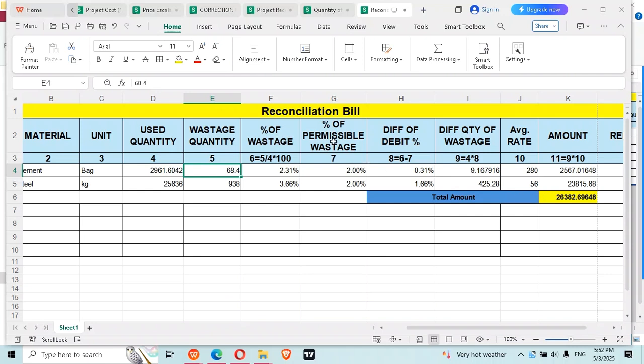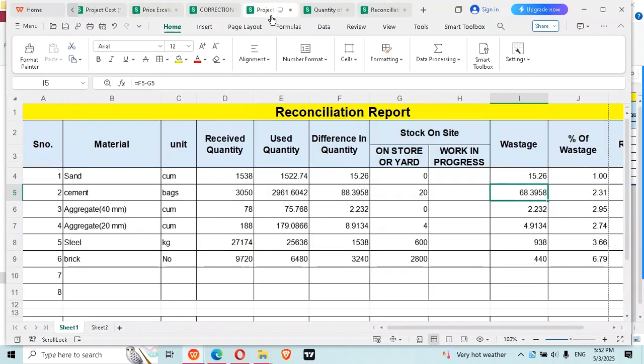So now I am creating the reconciliation bill. For this, what is important? First of all, we need the reconciliation report. It is created when the material is used in the project. So definitely the material is used in the project, so we will receive the reconciliation report. First of all, we are coming to the material. You can see here: sand, cement, aggregate, steel, bricks. You might have other material as well, you can write it.